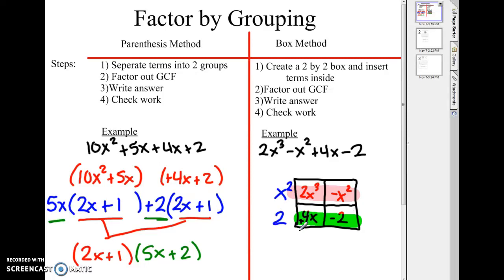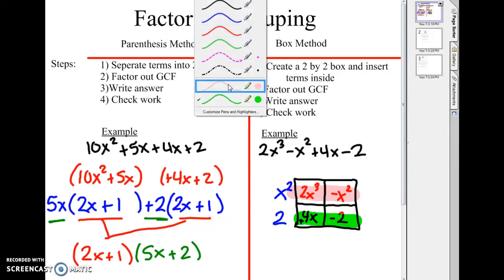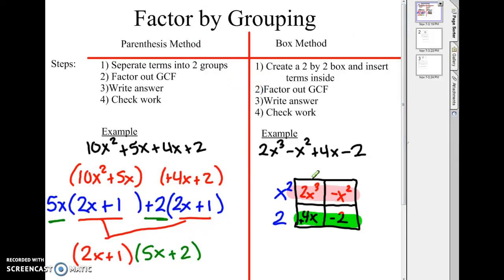So I'm going to put 2 on the outside. Now I've got to go the reverse direction, so now I've got to go up and down. So now I'm going to go this direction here. What do these have in common? So looking at them, it looks like I can take out a 2 from both of these, and they both have an x I can take out.